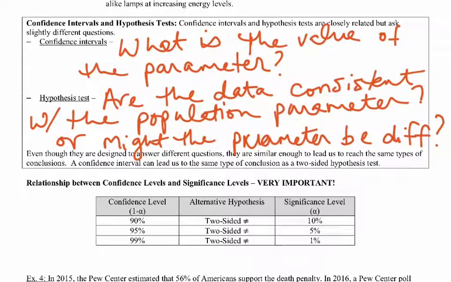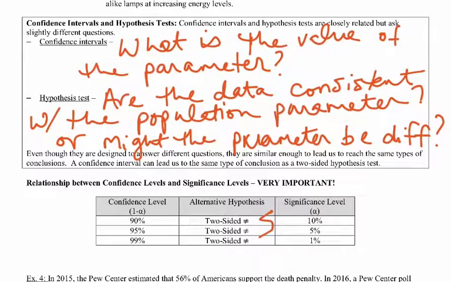Are the data, it's a plural term, that I've taken from my sample consistent with what I think the population proportion might be, or does my sample indicate that the population proportion might be something different? That's the question with a hypothesis test. And so when you're deciding which one to use, it's based on what the question is asking you.